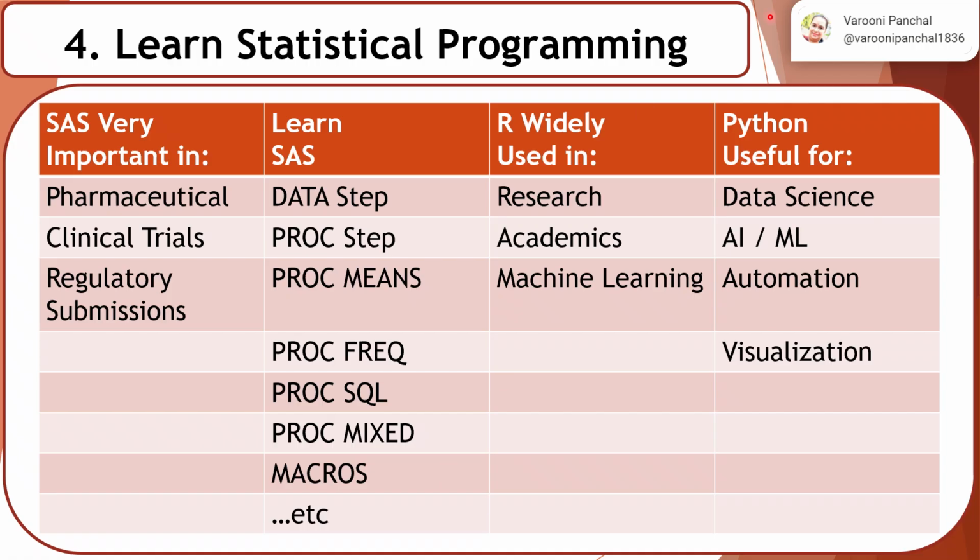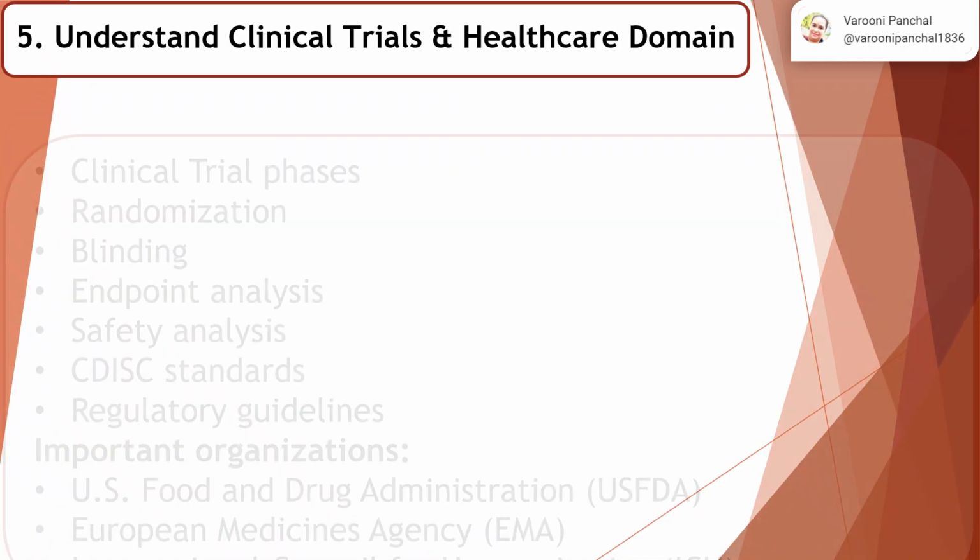Then R is widely used in research, academics and machine learning. Now R is a specific software which is completely free. You can search in Google and you can download all those files and you can easily unlock it and you can install on your machine, and you can start learning R. Python is useful in data science, AI and ML, automation and visualization.